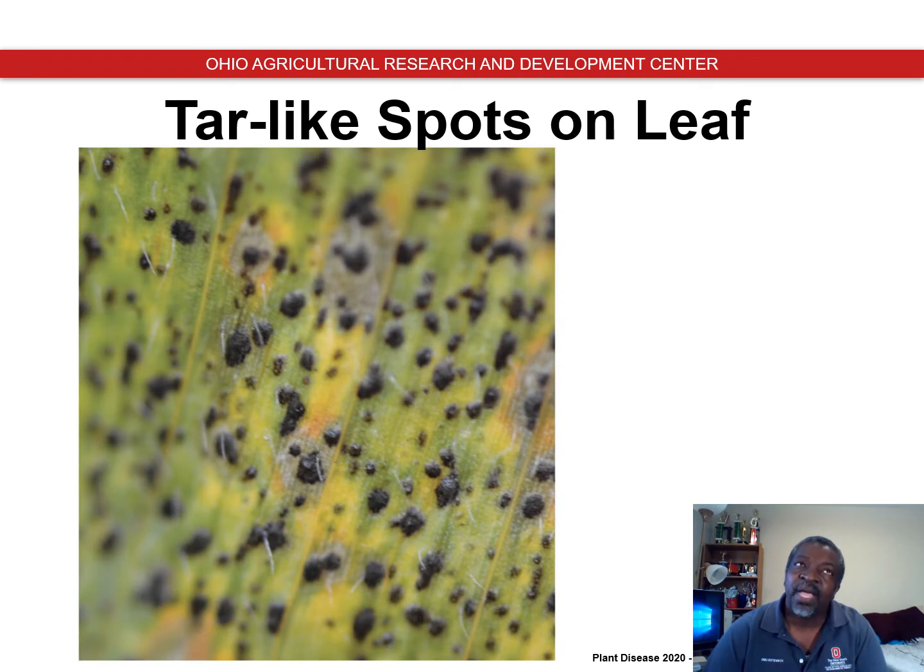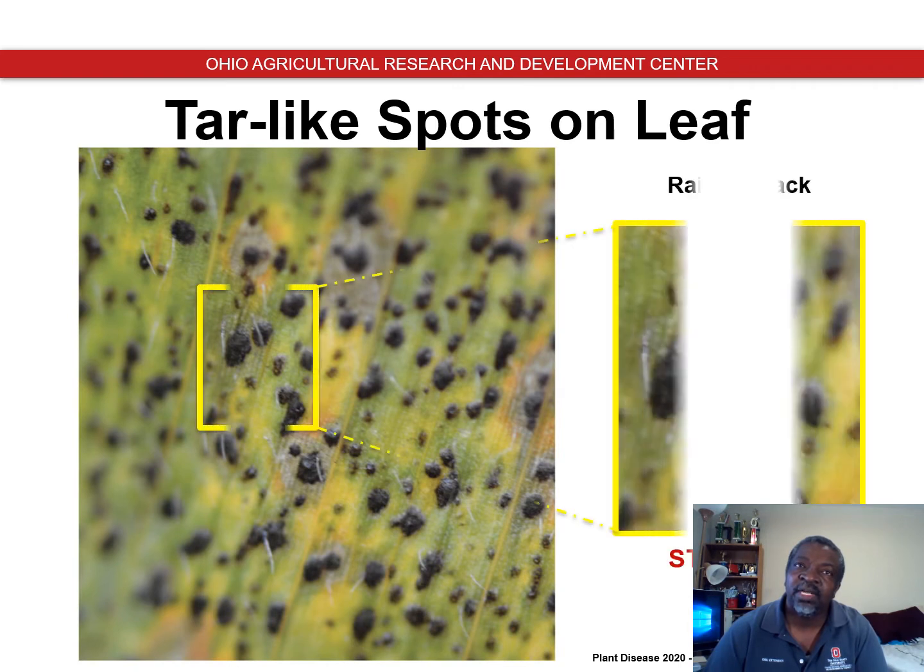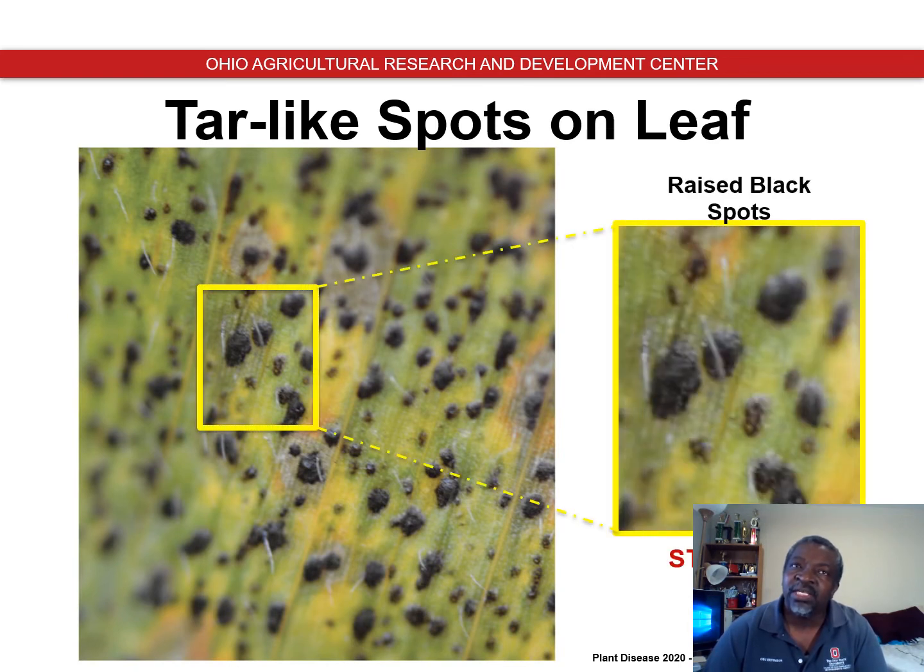Typical symptoms of tar spot, as the name suggests, are tar-like spots on leaves. And if you look at these a little closer, you can see these actually do look as if you splattered tar on the surface of the leaf. This is what it would look like. These are raised black spots that look like tar, and these are called stromata.